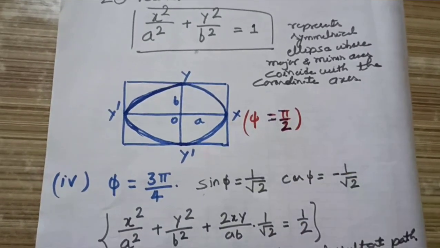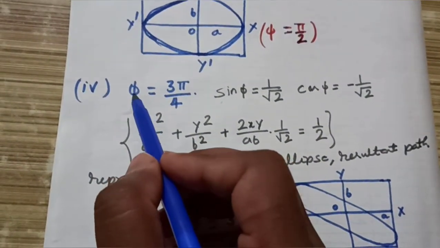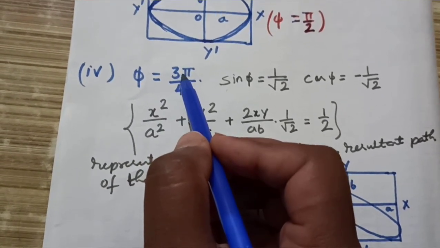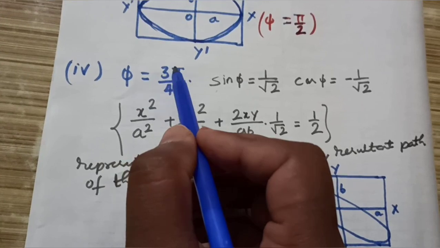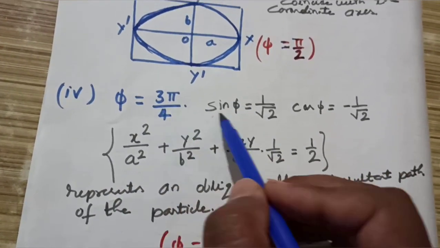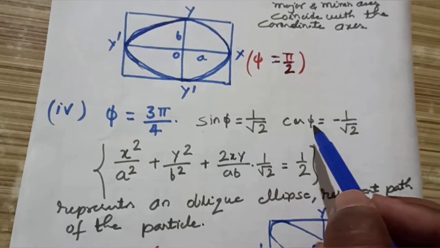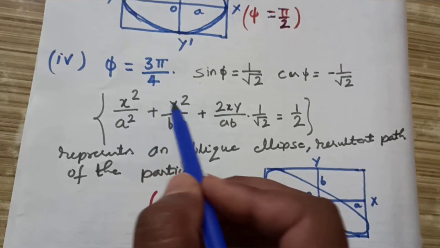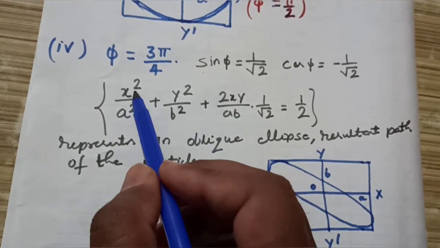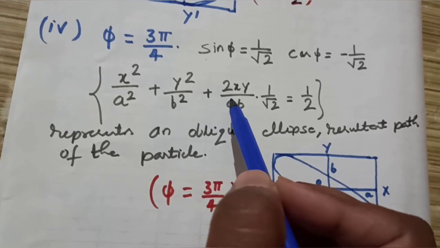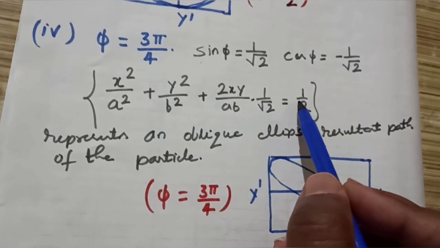Now in the next case, because we are checking phi at different phases, phi is equal to 3 pi by 4. So sin of 3 pi by 4 is 1 upon root 2, cos phi is minus 1 upon root 2. So we will substitute these values in equation 6. We will have x square upon a square plus y square upon b square plus 2xy into 1 upon root 2 is equal to 1 upon 2.